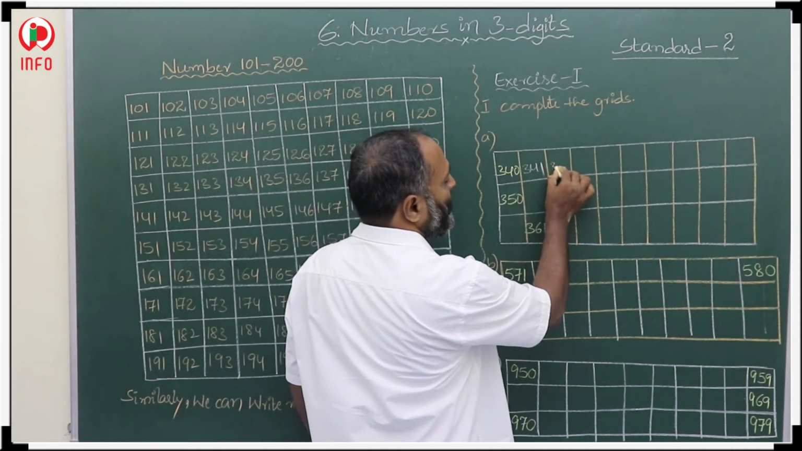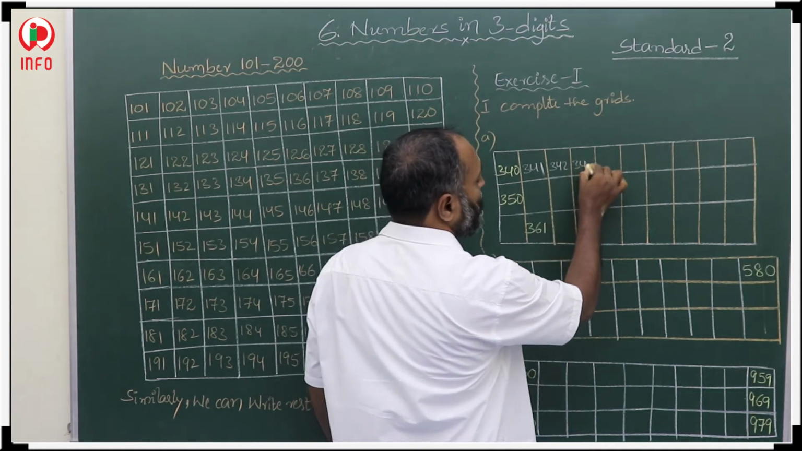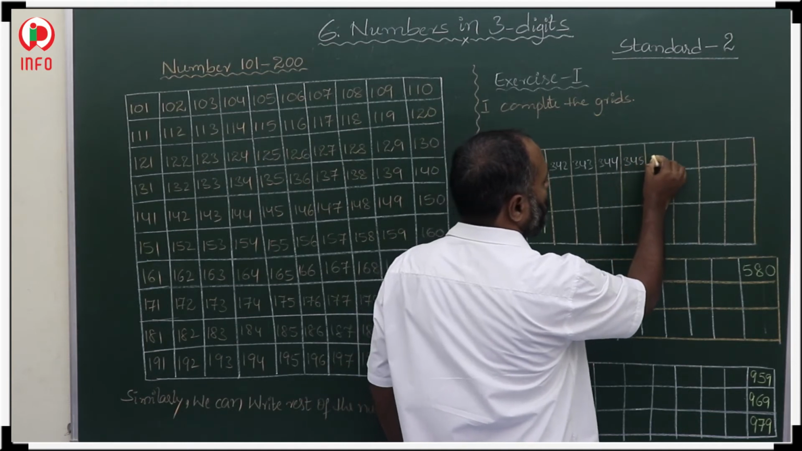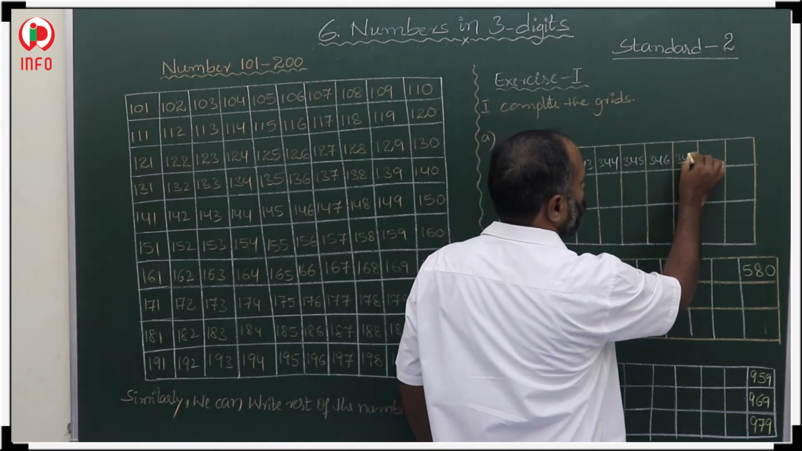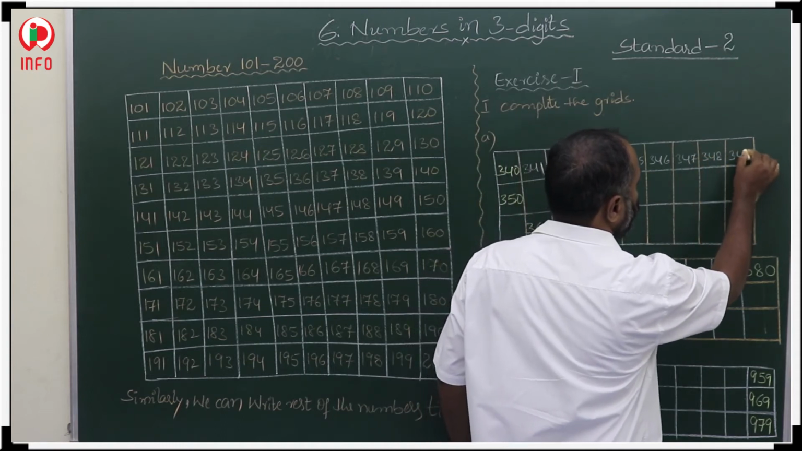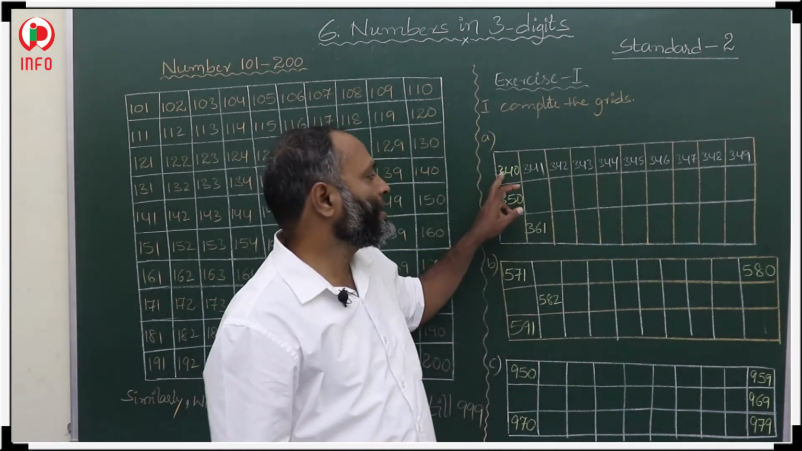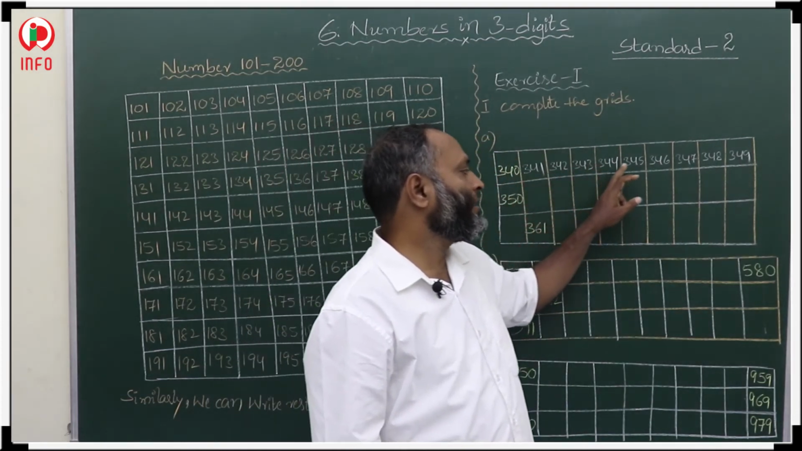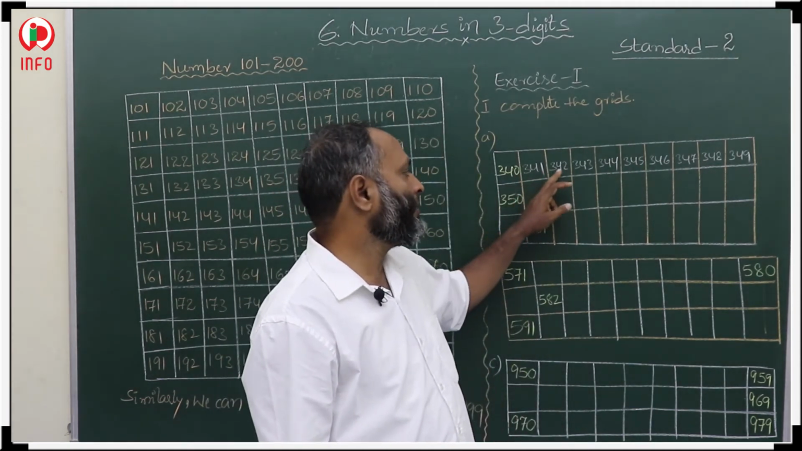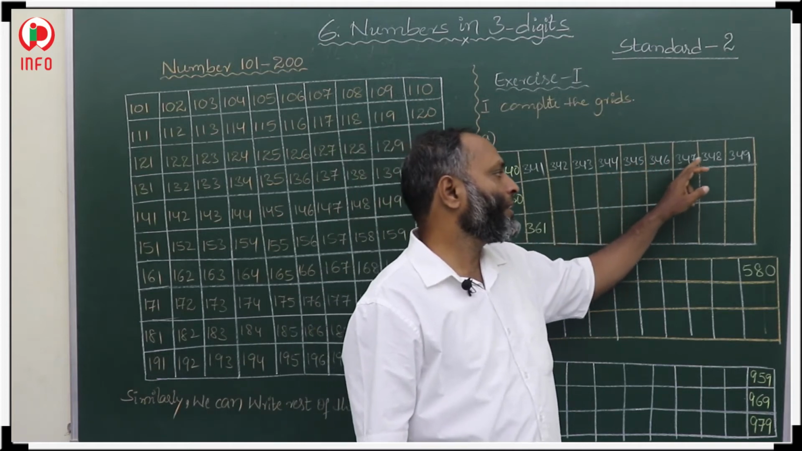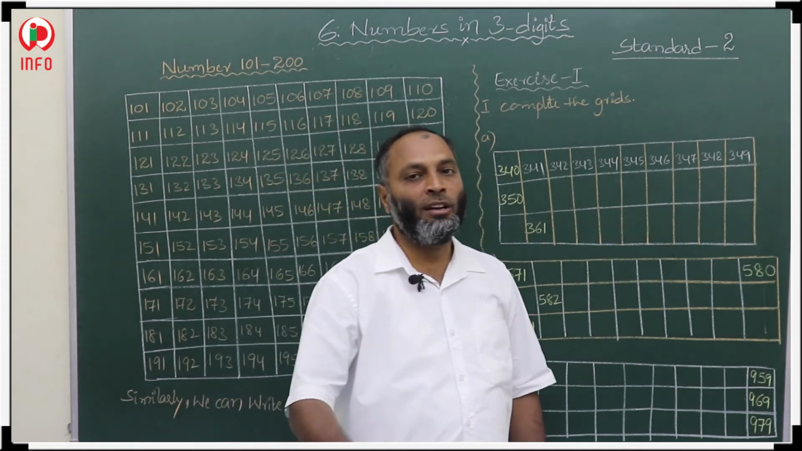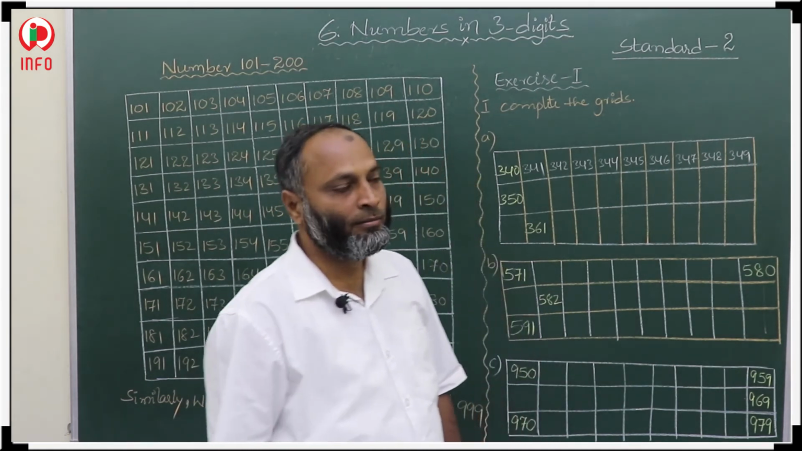341, 342, 343, 344, 345, 346, 347, 348, 349. The thing is here 300 is given. In hundreds place we have to take 3 only. So don't change hundreds place value. Then 40, 41, 42, 43, 44, 45, 46, 47, 48, 49 we have to write. Okay, 341, 342, 343, 344 like that.